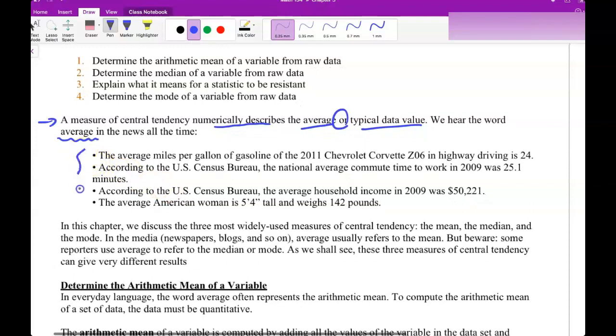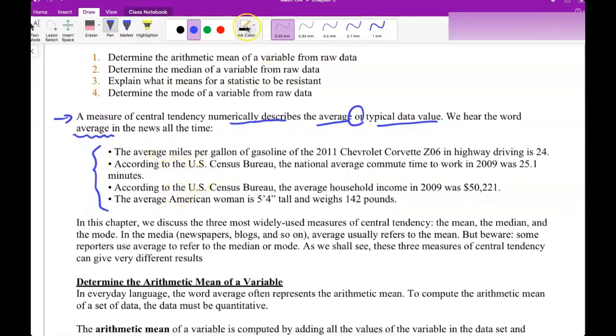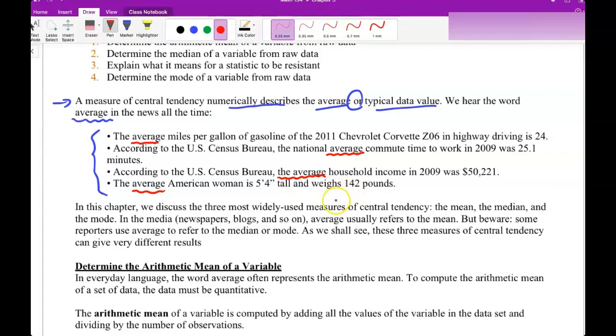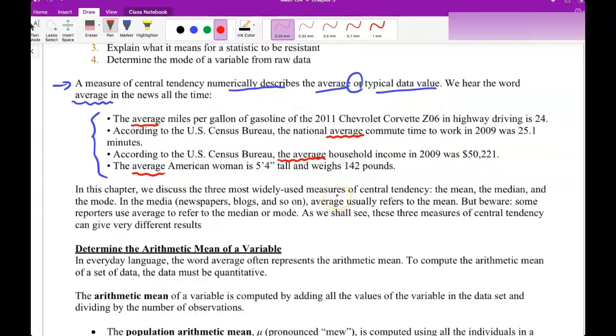Here we have examples. In each one you can see the word average. The first one, the average miles per gallon. The next one, according to the US Census, the national average. So here again, average. The third one, here again we have the average household income. And finally, again we have the average American woman. For all of these, we use the average.